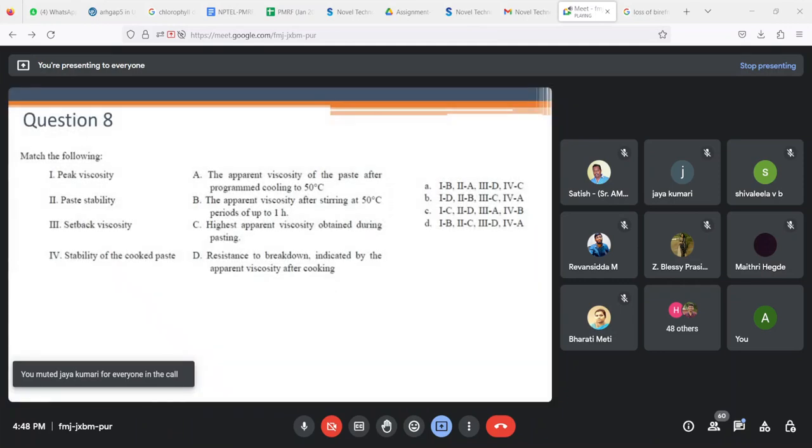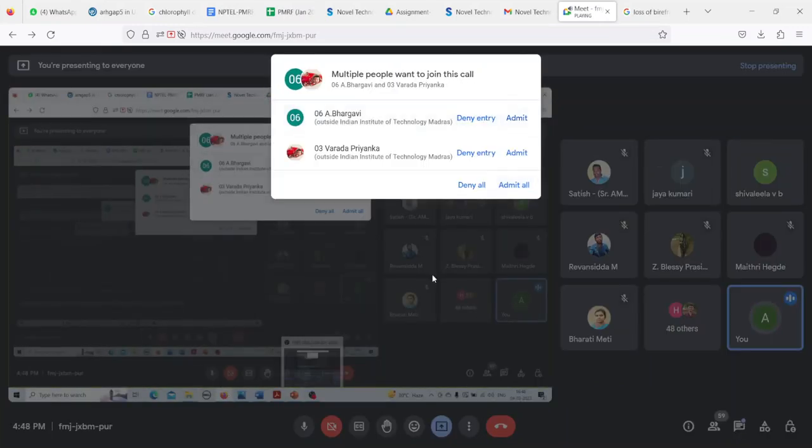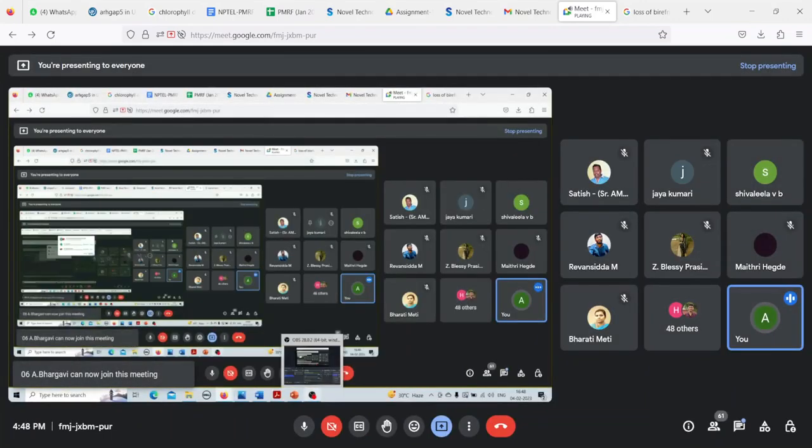So are you aware of these terms? Peak viscosity, paste stability, setback viscosity and all? Do you know where this comes in? Which concept? Third unit, hydrogen water. Okay, so are you aware of a certain process known as gelatinization of starch?